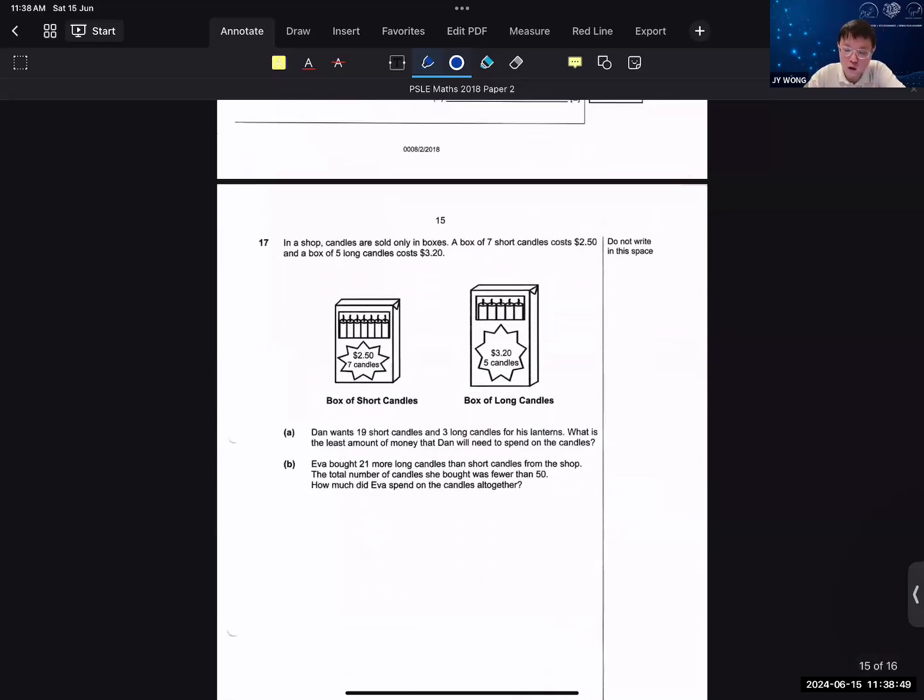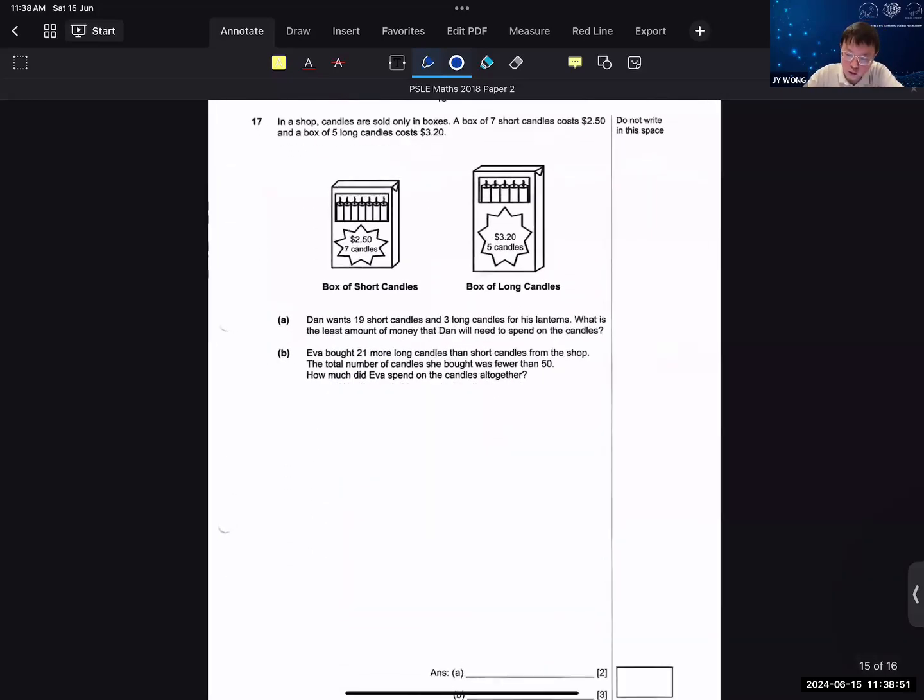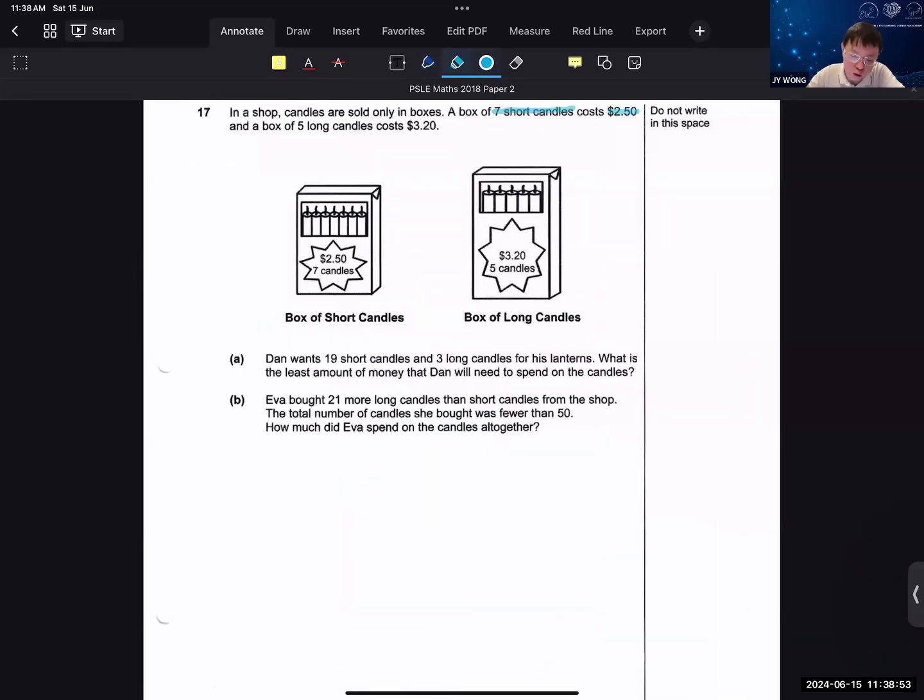In the shop, candles are only sold in boxes. So you have a box of 7 short candles costing $2.50. You have a box of 5 long candles costing $3.20. So again, you see number times number and value.